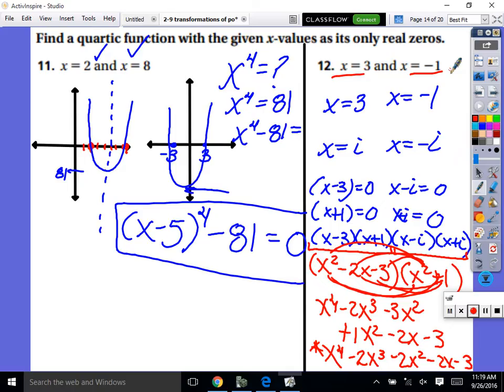No, because then that's technically 4 real solutions. And this says only 2 real solutions. So that's actually a good question.